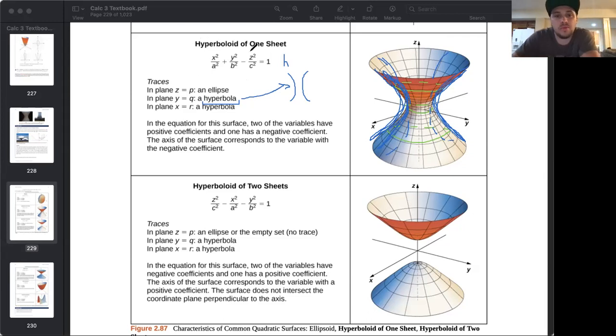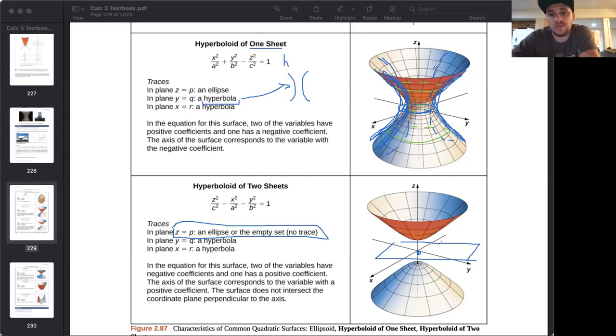Now, the difference between a hyperboloid of one sheet and a hyperboloid of two sheets is what happens in the middle. If you hit somewhere where the trace is the empty set, for a hyperboloid of two sheets, you can pick z-values where if you take a slice parallel to the xy plane, you get nothing, right? That's when you have a hyperboloid of two sheets. If you get an ellipse for every value of z, then you have a hyperboloid of one sheet.